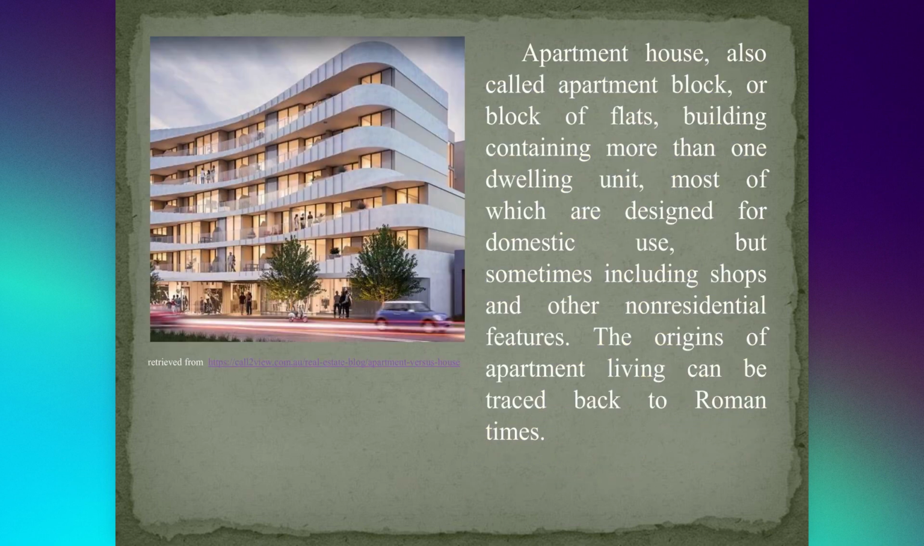Apartment house, also called apartment block or block of flats, is a building containing more than one dwelling unit, most of which are designed for domestic use, but sometimes including shops and other non-residential features. The origins of apartment living can be traced back to Roman times.